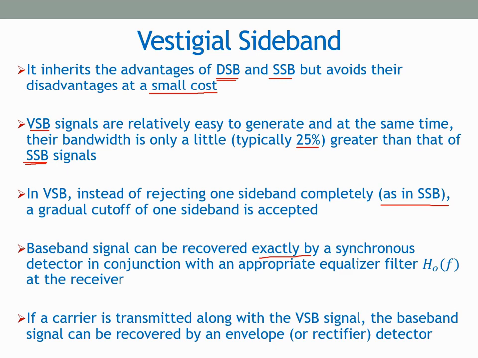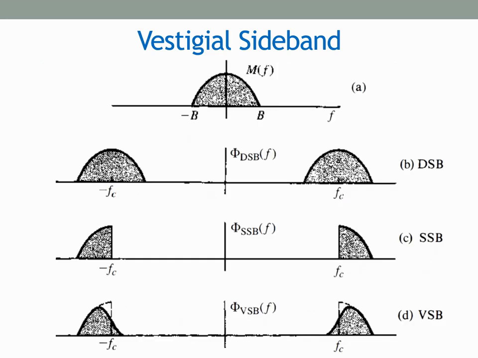Just like the case of a double sideband, we need a synchronous detector. Along with the synchronous detector, we would need an equalizer filter, H0(f), at the receiver. So if a carrier is transmitted along with the VSB, then we can even demodulate the VSB signal using an envelope or rectifier detector if the carrier is transmitted along with the VSB signal.